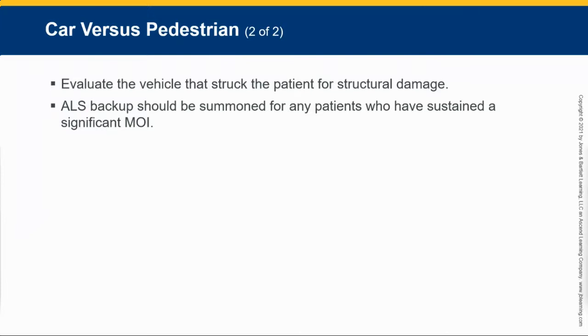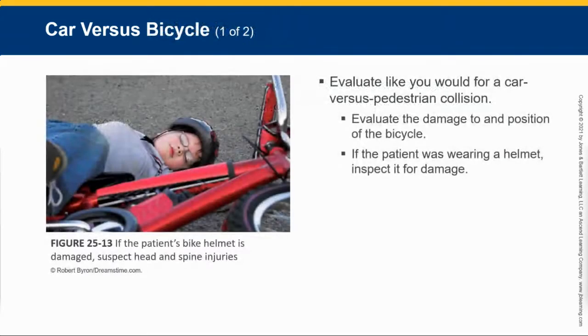And anytime we have a suspicion for a significant mechanism of injury, ALS backup should always be requested en route, and that's part of that initial scene size-up where we have scene safety, PPE, number of patients, our mechanism of injury versus nature of illness, and then do we need additional resources? We could definitely put ALS in that group right there.